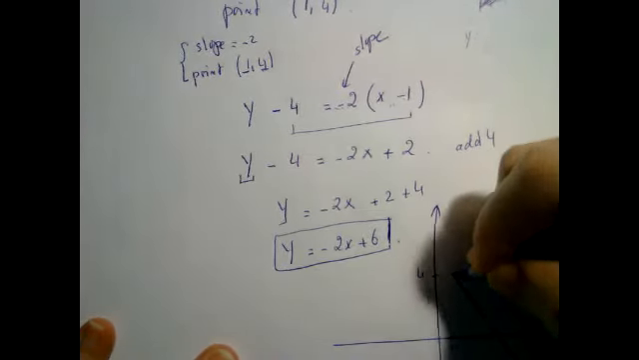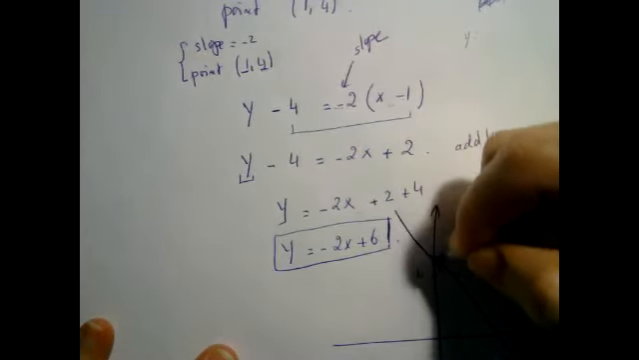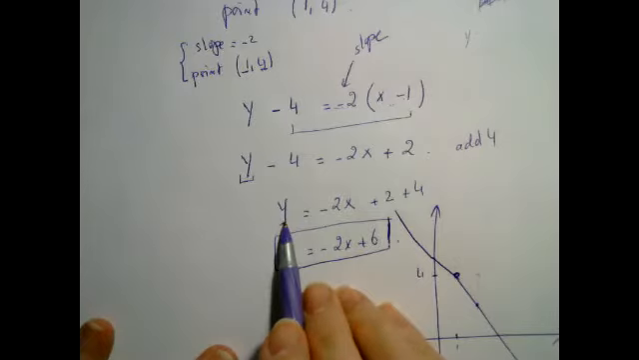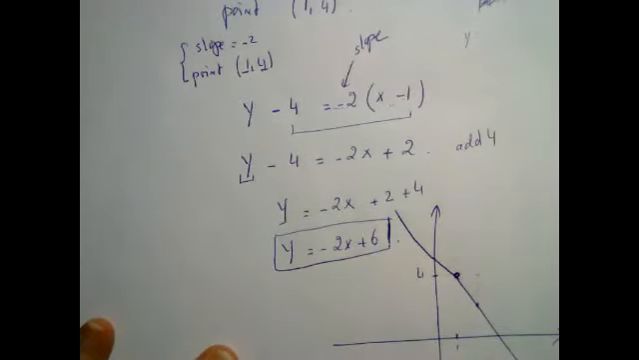Professor, I have a question. I'm listening. Why wouldn't it be negative 6? Are you adding the 4 to the 2? Yes, I'm adding the 4. I want to isolate the y. Okay, thank you. Okay, isolate the y. Thanks. All right.